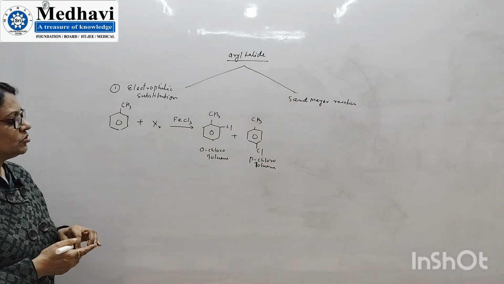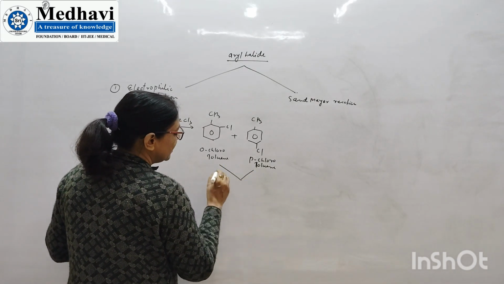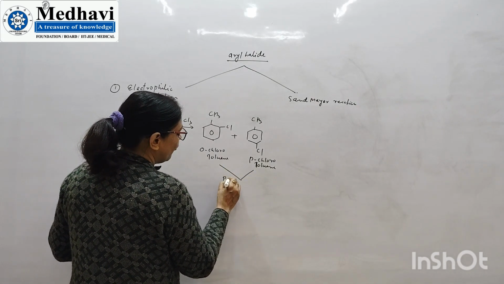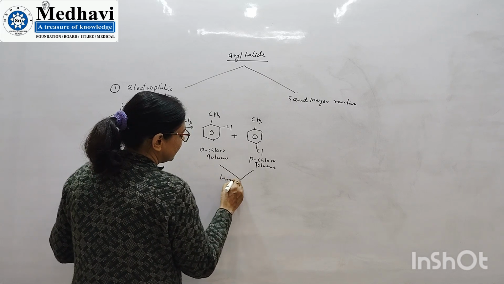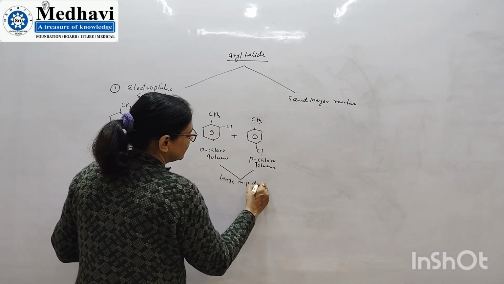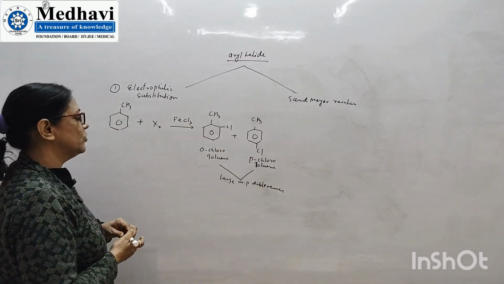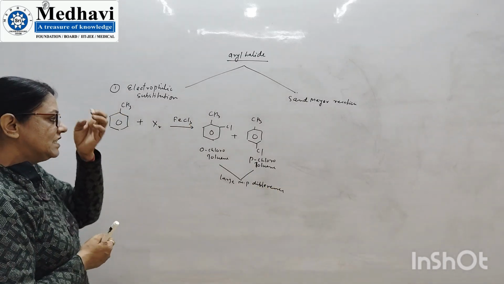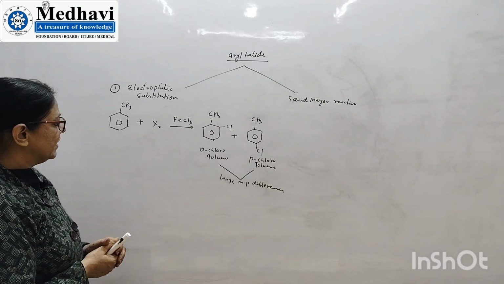So a mixture of these two products is formed, which can be separated very easily because they have a large boiling point and melting point difference. So they can be separated very easily. Either FeCl3 or AlCl3 we can use as a Lewis acid for the preparation of haloarenes.